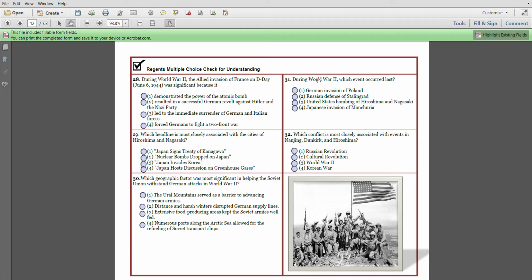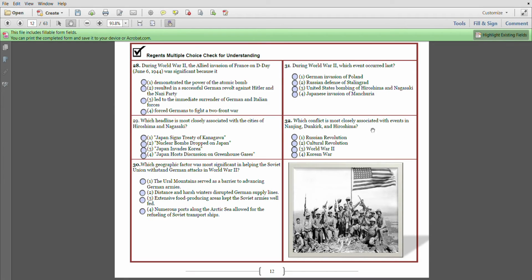Question 31. During World War II, which event occurred last? The German invasion of Poland, the Russian defense of Stalingrad, the United States bombing of Hiroshima and Nagasaki, or the Japanese invasion of Manchuria? Question 32. Which conflict is most closely associated with events in Nanjing, Dunkirk, and Hiroshima? 1. Russian Revolution. 2. Cultural Revolution. 3. World War II. Or 4. The Korean War.